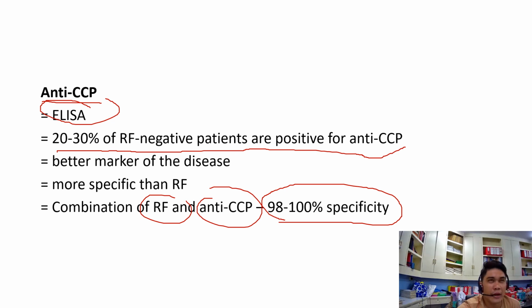Okay. So regarding RF, it's not that specific because it also increases in Sjogren's and other conditions. Okay. Chronic disease, chronic infection, there's an increase in RF. So to increase the specificity of RF, we need to also check the concentration of anti-CCP. So positive RF, positive anti-CCP, that is 98 to 100% specific for rheumatoid arthritis.